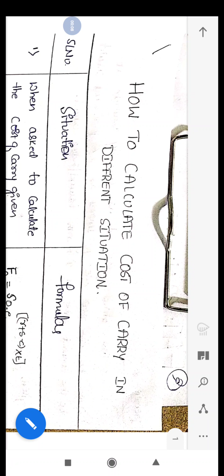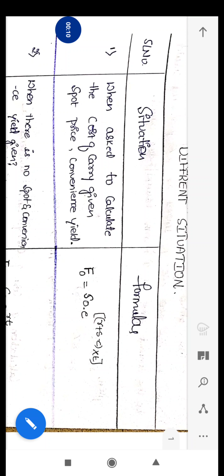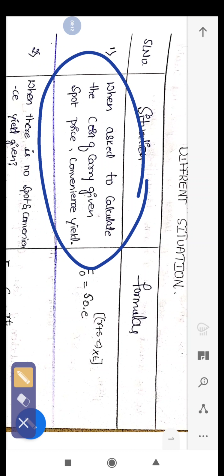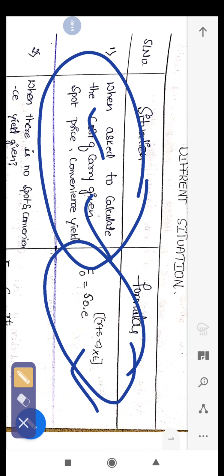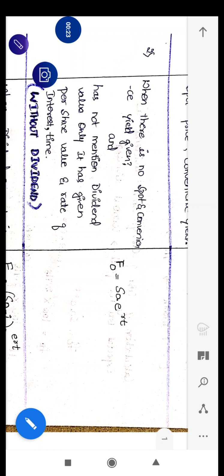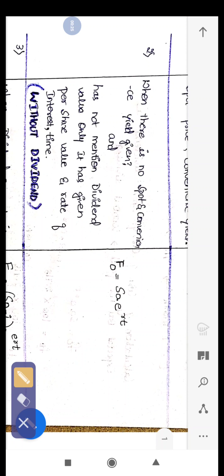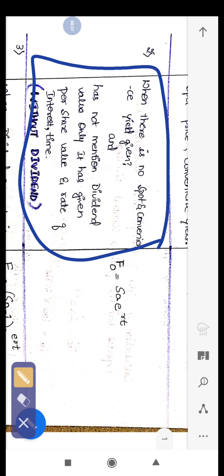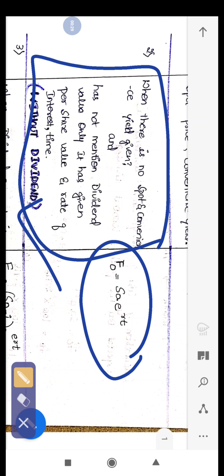In the last class, we discussed problems of this type. We have already discussed problems using the spot price and convenience yield formula on cost of carry. So yesterday we solved some problems on cost of carry without dividend. For this we used this formula.